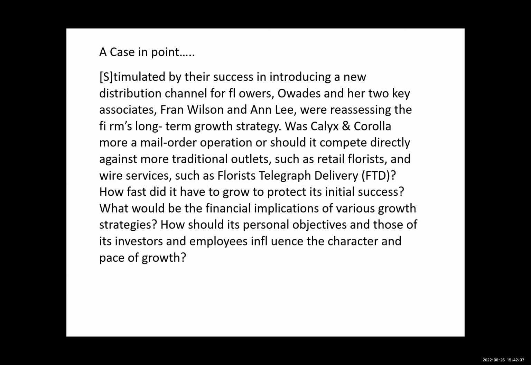Now they are assessing long-term growth strategy. So that means they are successful, right? What would be the financial implications of growth strategies? How should personal objectives and those of its investors and employees influence it? So when you go through this case study, this is nothing but an evaluation case study. You are evaluating so many things in this. That means the first thing is, what are the two things that you want to now evaluate, and the rest are all subset questions or subsets of it. What is it that they are trying to evaluate in this paragraph?